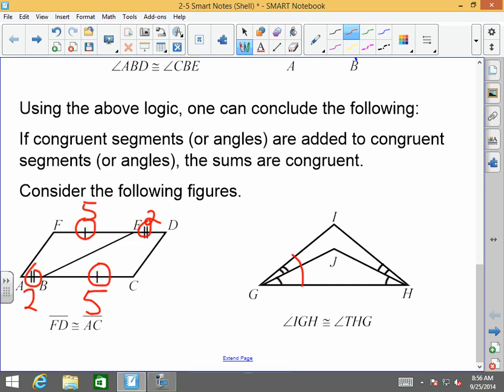Wait, where am I getting this T from? What is that? This is an I. IHG, which is the sum of IHJ and JHG. So since this angle and this angle are congruent, and this angle and this angle are congruent, their sums must be congruent. Does that make sense?